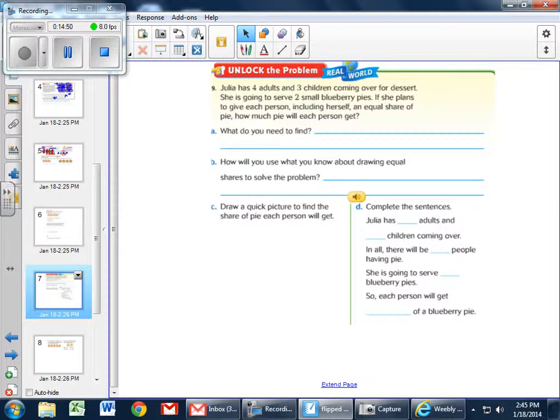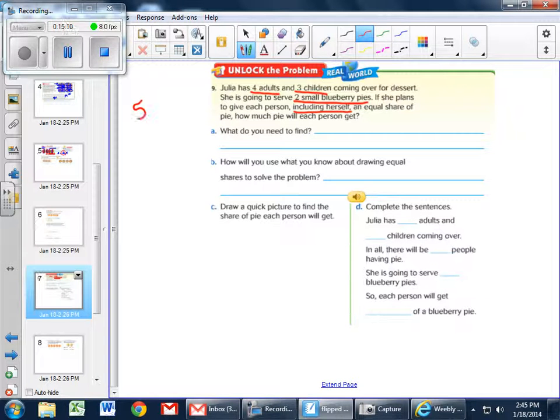Julia has 4 adults and 3 children coming over for dessert. She's going to serve 2 small blueberry pies. If she plans on giving each person, including herself, an equal share of pie, how much pie does each person get? So she has 4 adults plus herself, so she has 5 adults and 3 children coming over. So she has 8 people total coming over. Okay? So what you need to find is the total number of people and share and how much each person will get.